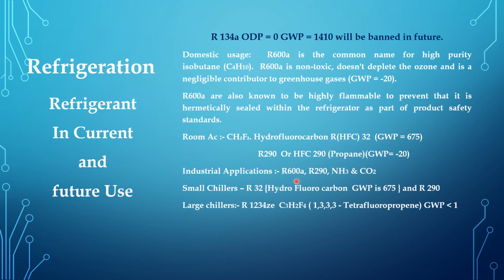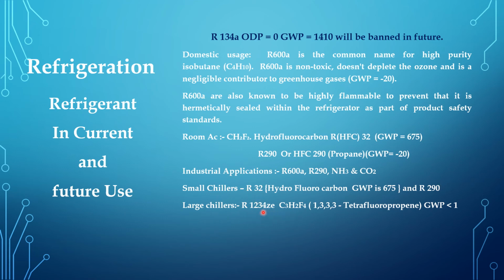For industrial applications, R600A, R290, ammonia and carbon dioxide are used, specifically in chiller units. For small chillers and medium chillers, R32, that is a hydrofluorocarbon, is used because its GWP is only 675, and R290 is very low, that is propane. It is used in small chillers.